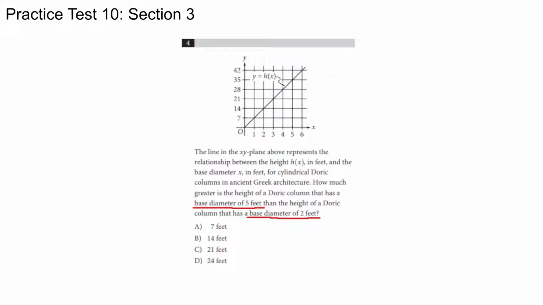So when it gives you a graph, use it to your advantage, because all you have to do is take a look at what it gives you. So when x is equal to 5, you'll see y is equal to 35. And when x is equal to 2, you'll see y is equal to 14. So now all I have to do is 35 minus 14, and that will give me a value of 21, which is going to be answer choice C.